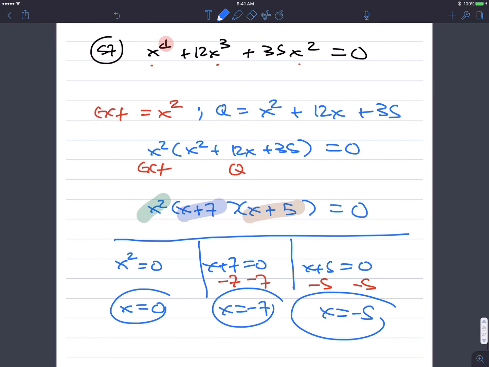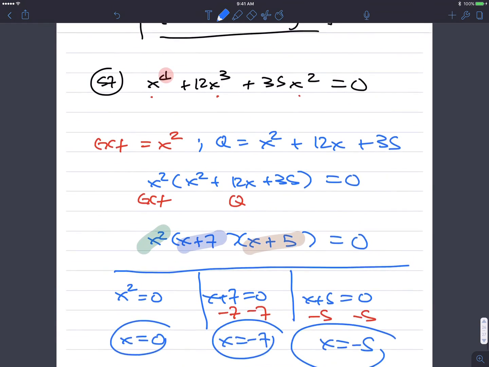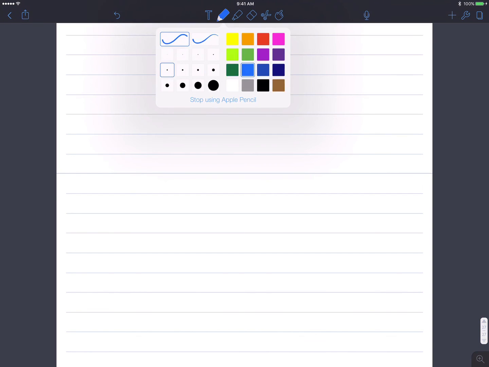Okay, we solved this higher order equation. All right, let's see what we have here. How about this? This is number 59, I guess. Okay.